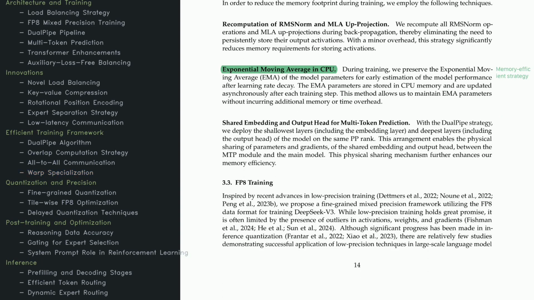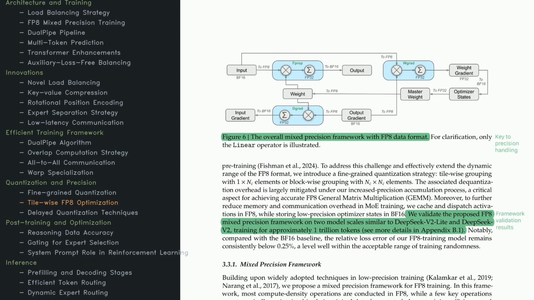Additional memory optimizations include using EMA to track parameters on the CPU, saving overhead. Embedding and output layers are shared to reduce duplication. The model also adopts FP8 precision, blending speed with accuracy. Managing outliers in activations and weights helps keep training stable, despite using lower precision formats. The FP8 mixed precision approach speeds up training while addressing low precision concerns.